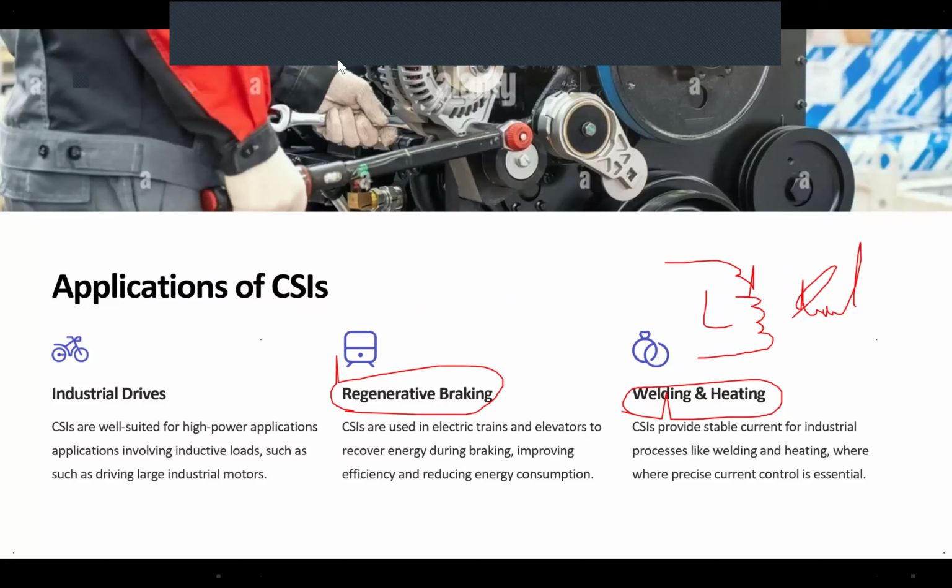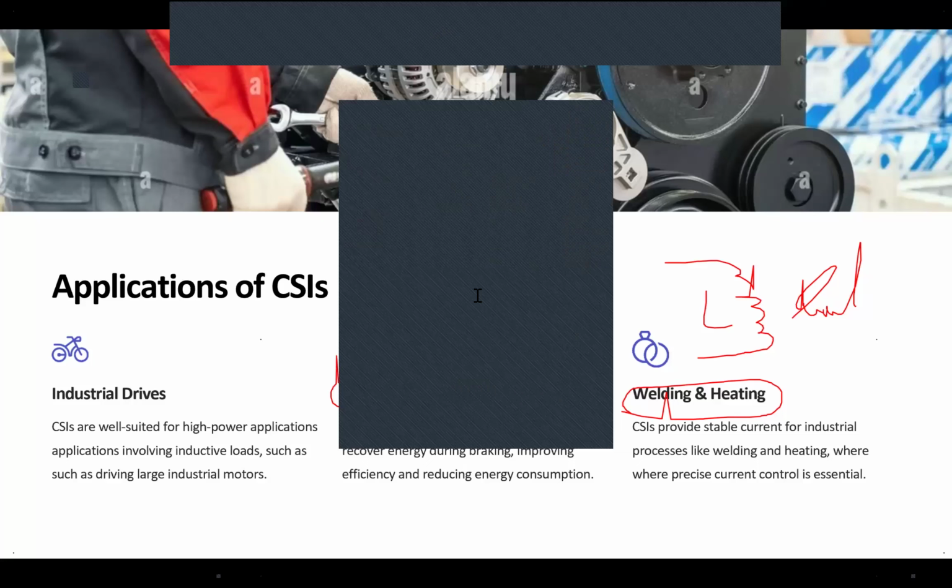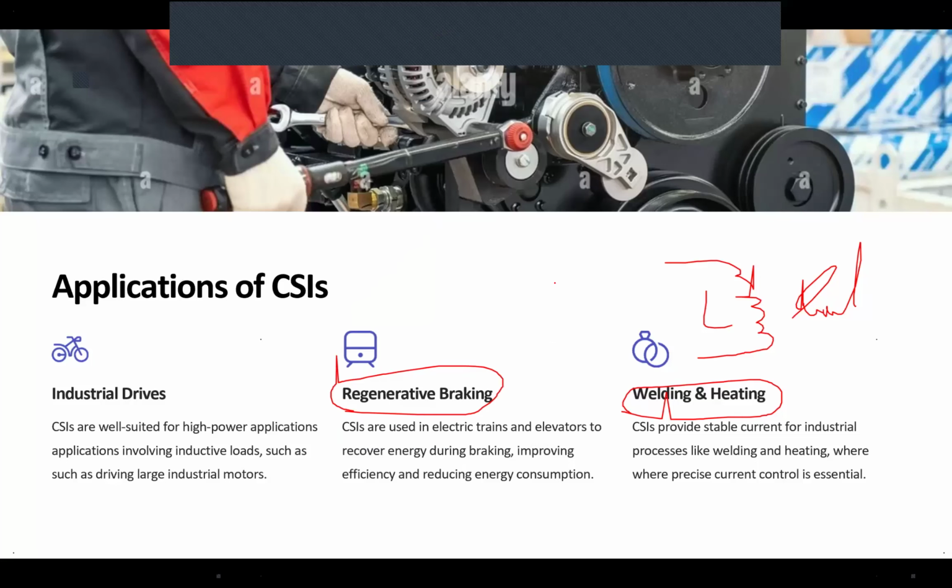Anyone have an answer to that question? High current. Sorry, current source. Can you tell me why? Inductive loads, don't they take higher current? Like their voltage is less. I don't know.